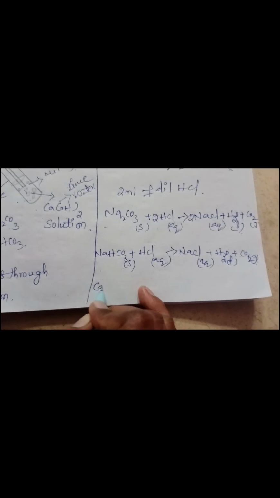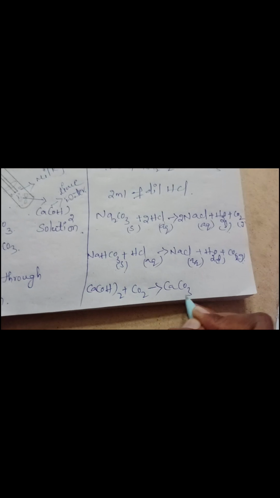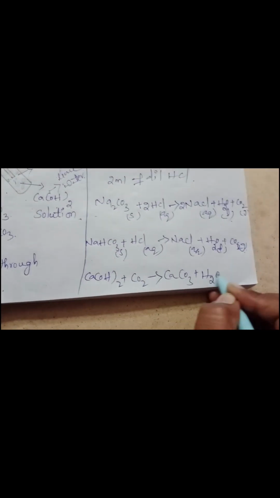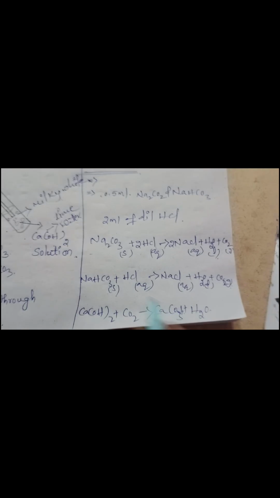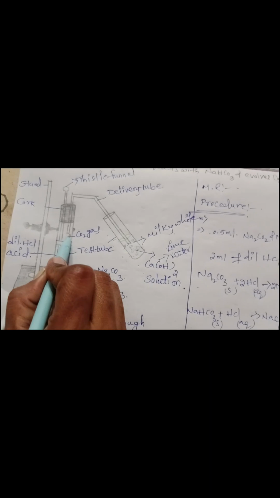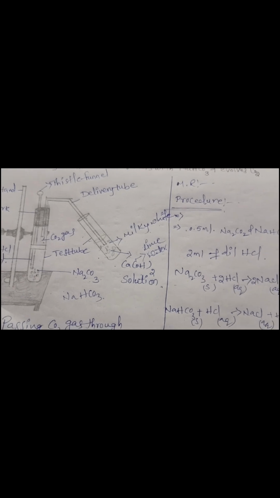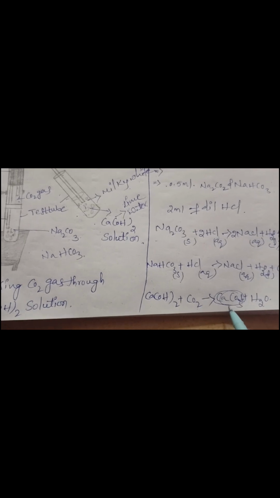So how can we write it here? Calcium hydroxide reacts with carbon dioxide, then it releases calcium carbonate plus water. It is a white precipitate. So here we observe that the carbon dioxide gas passes through the delivery tube and reacts with the lime water. It turns milky white, releasing the white precipitate, that is calcium carbonate.